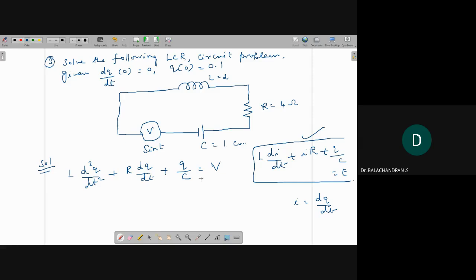And then dq by dt of 0 equal to 0 and q of 0 equal to 0. That is also given in the question. So first you should write the mathematical equation of the circuit. Here it is better to write the mathematical equation of the circuit. So L into d square q by dt square plus R into dq by dt plus q by C equal to v.